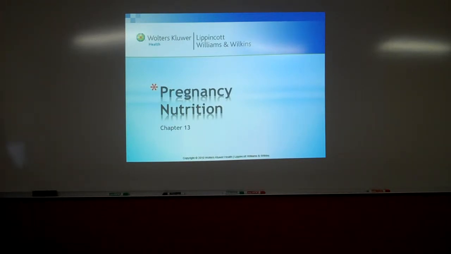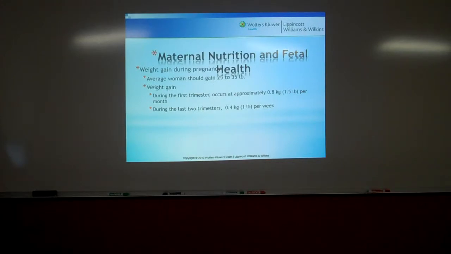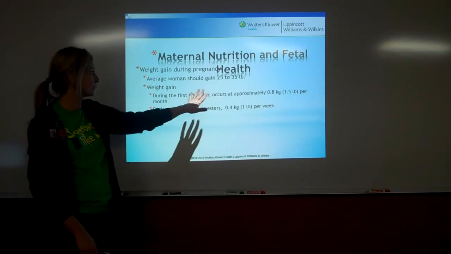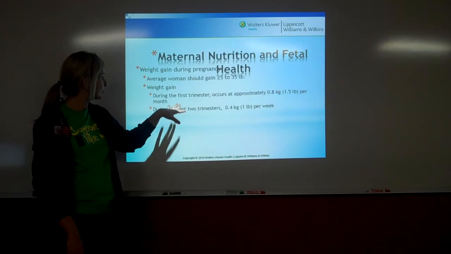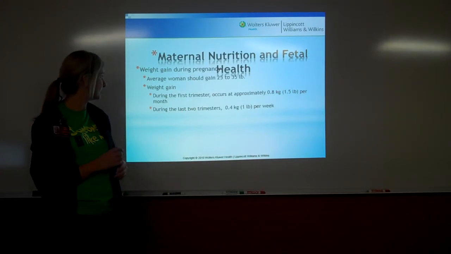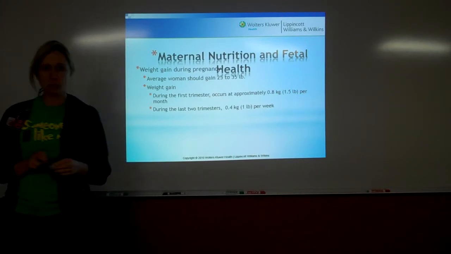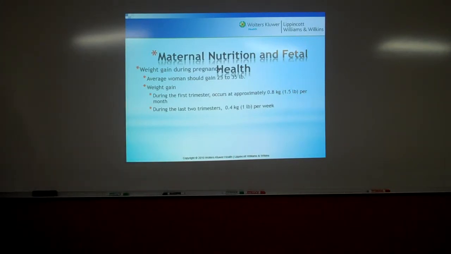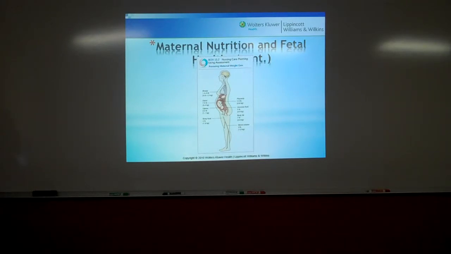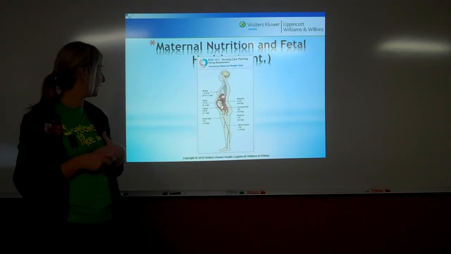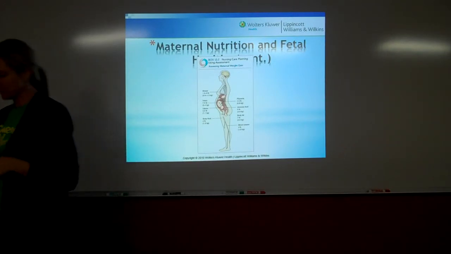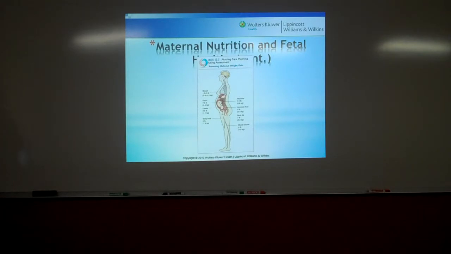All right, just quick about nutrition. General weight gain is 25 to 35 pounds, and this is for your normal weight lady before pregnancy. During the first trimester, about 1.5 pounds per month, and during the last 2 trimesters, about 1 pound per week. This is just a chart showing you that weight gain does not come just from the baby. Different parts of the body gain different amounts of weight.